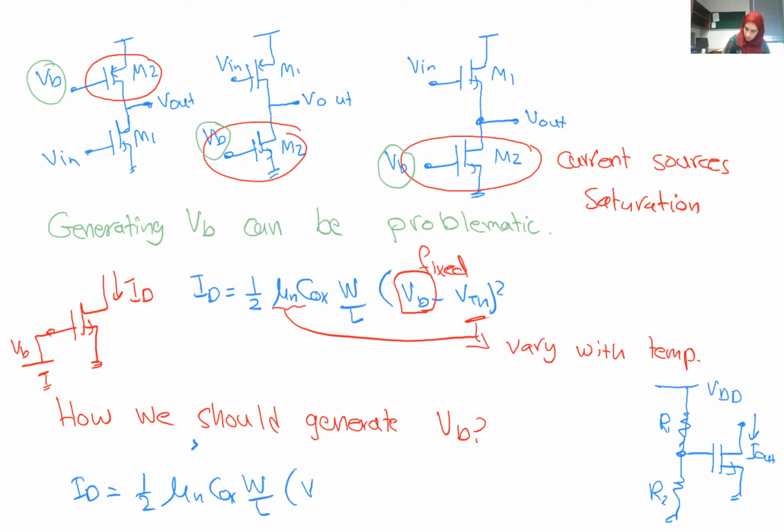Now the voltage divider, or the VB here, will be R2 over R1 plus R2 times VDD, minus V threshold, squared. And again, this VDD may change with time, because it's also coming from a battery that might discharge. So this is also not a good solution. So what should we do?